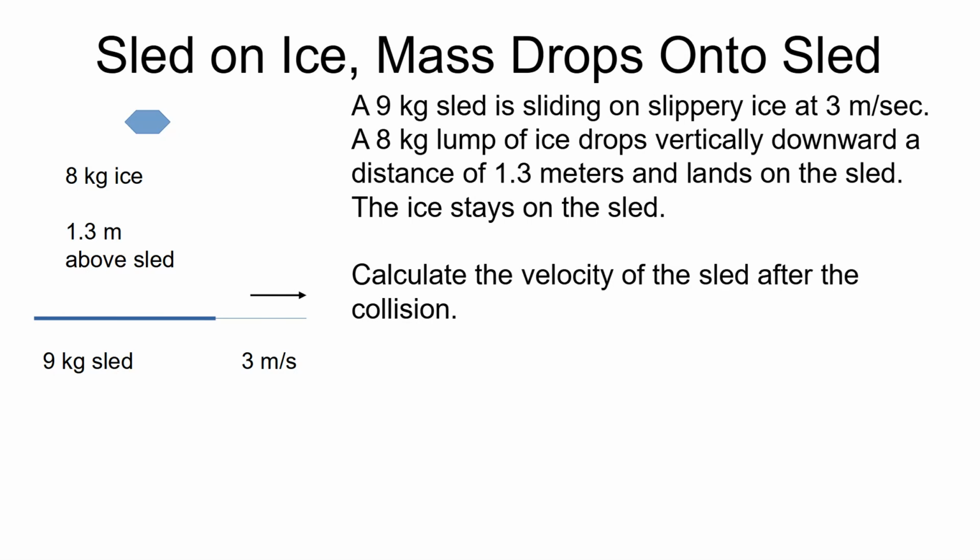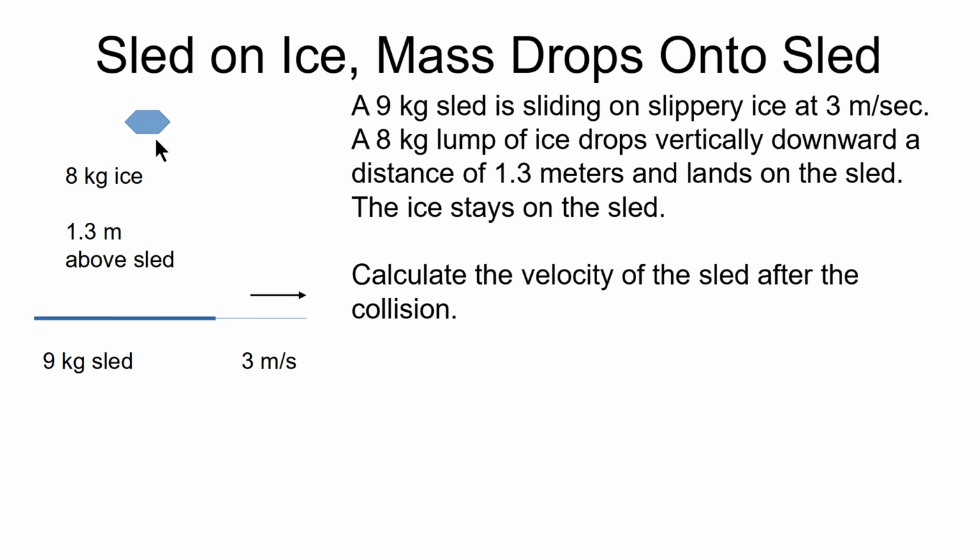This example problem deals with conservation of momentum. So I have a simple drawing here: some ice as a single line, a sled, and we've got 8 kilograms of ice above the sled. The sled has 9 kilograms for its mass, and right now it's moving at 3 meters per second off to the right in the frame of reference of the ice, or somebody on the shore watching.